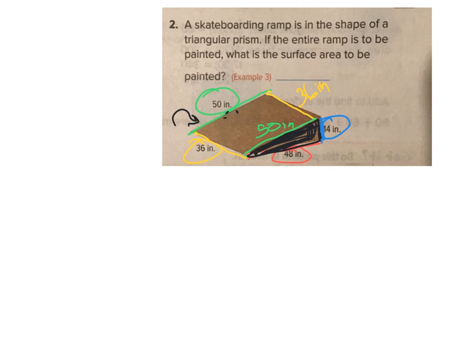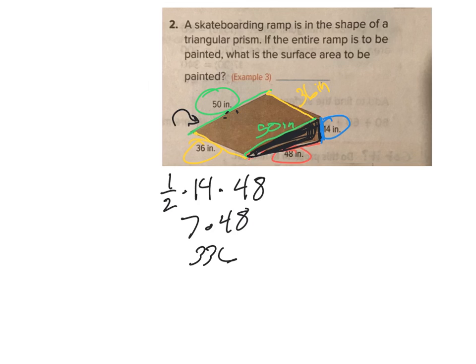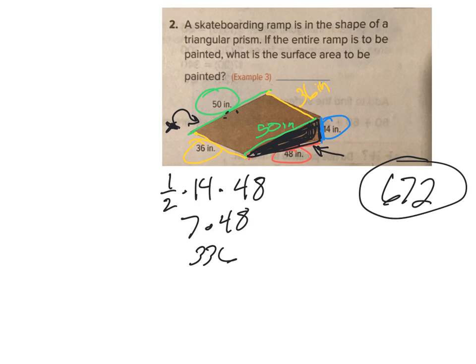So the area of a triangle is 1/2 times the base times the height. So 1/2 times 14 is 7 times 48. 7 times 48 equals 336. Okay, so 336 is this one right here. But because we have this one also here, we have 2 sides. I'm going to take 336 times 2. Okay, so that's 672, and I'm going to set that to the side.